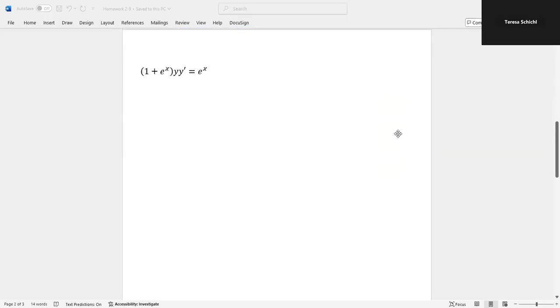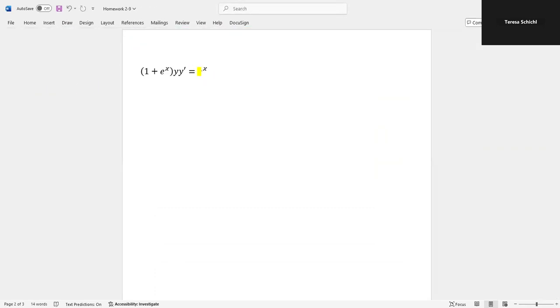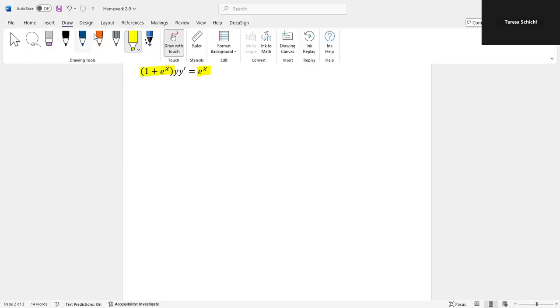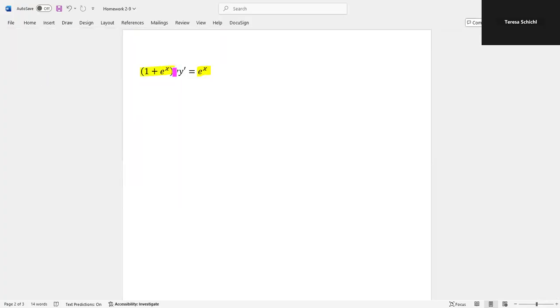First thing when I look at this problem, I observe, for example, the x and the y. Like this is e^x and this is 1 + e^x. They are kind of by themselves, so that's good. And then also for this y here, it's also kind of by itself, right?